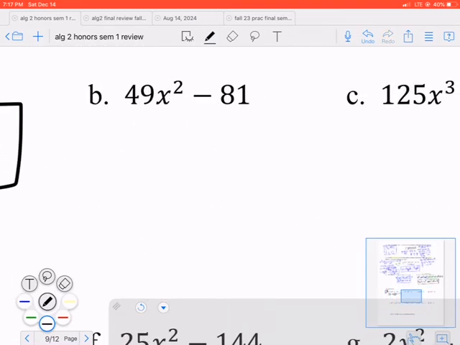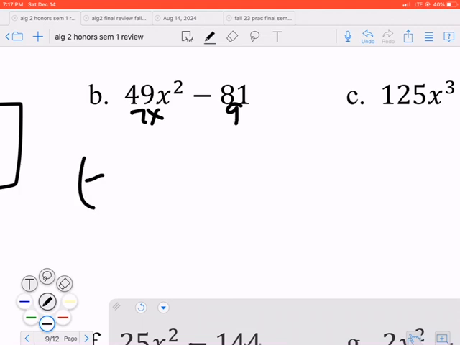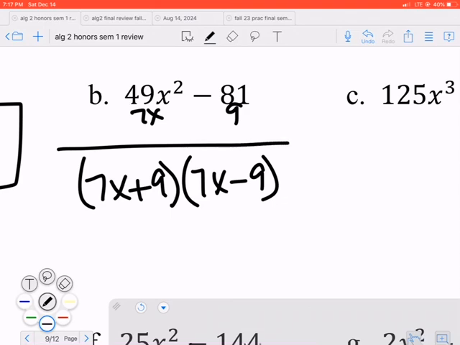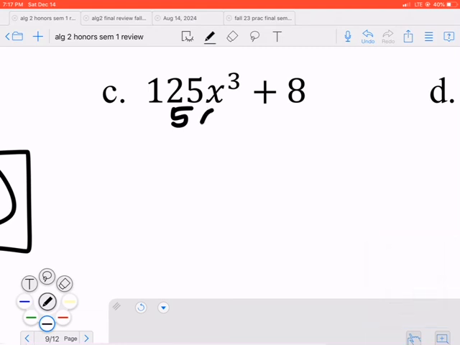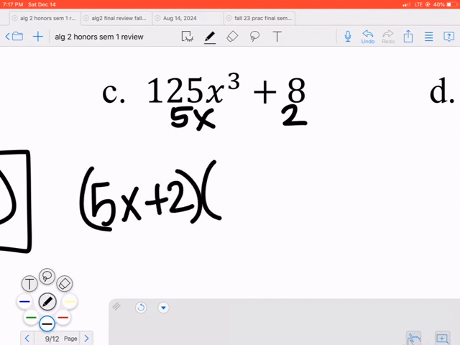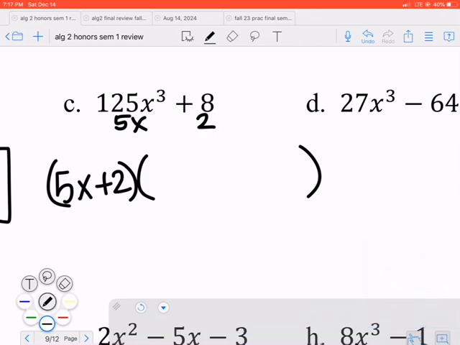Difference of squares. We're squaring 7x and 9. So 7x plus 9, 7x minus 9. Sum of cubes. 5x and 2. So it goes 5x plus 2. And then on the trinomial, the middle one is negative. That was a huge sign. So square the first guy, 25x squared. Multiply them together for 10x. Square the last guy, 4.